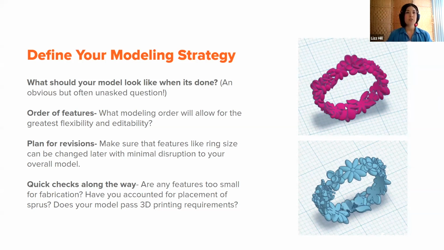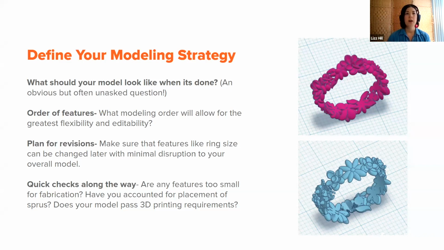The order of features. So what modeling order? The order that I build out my shapes and my features, my components that make up my model. What order of 3D modeling will allow for the greatest flexibility and editability? We talked earlier about that ring size. So think about things that are likely to be modified or revised in some way. Build your model in a way that provides you ease later down the road when you eventually have to go back and make those changes.